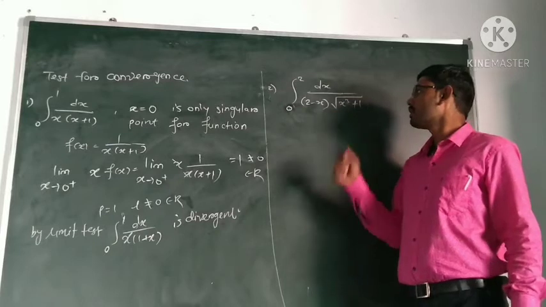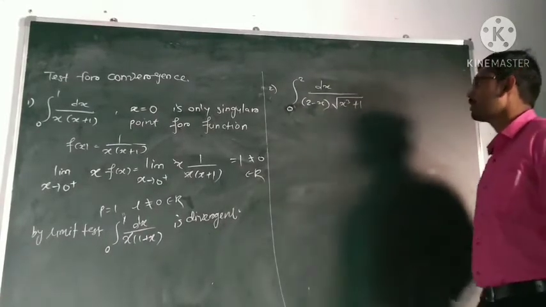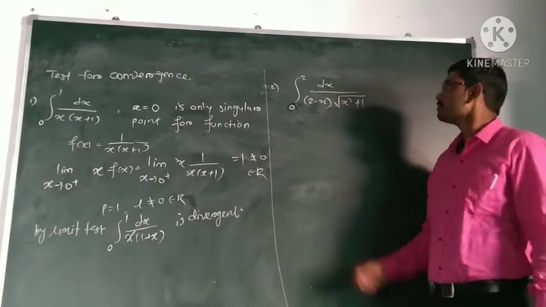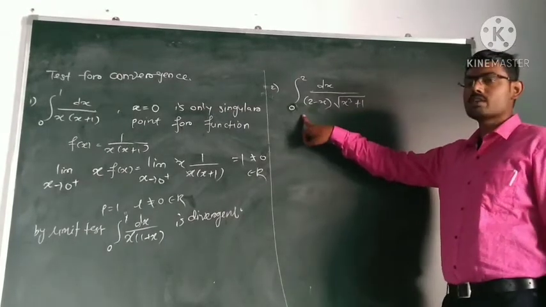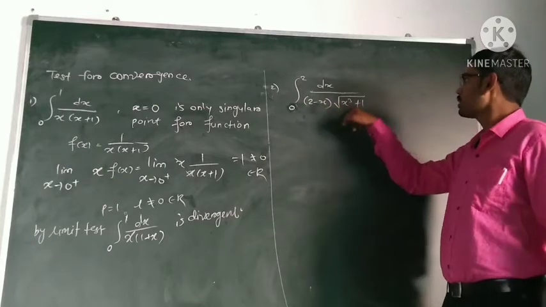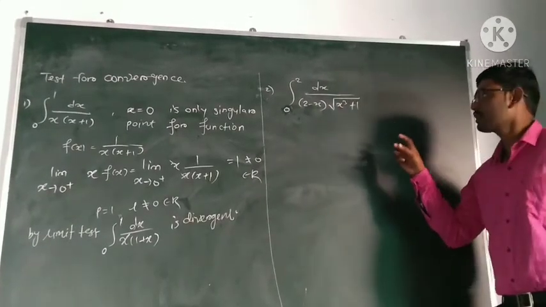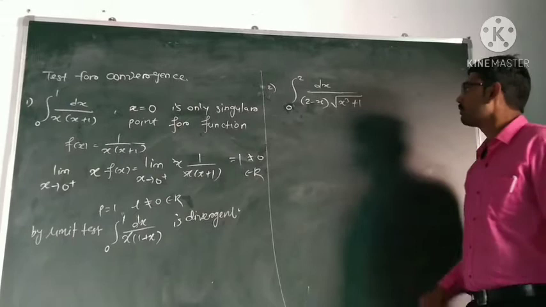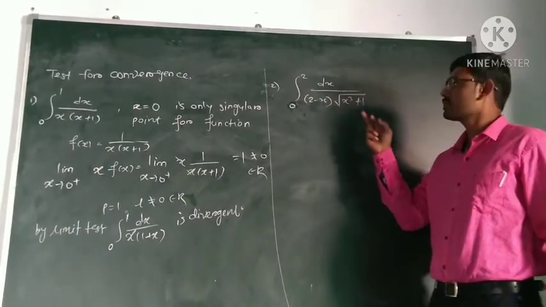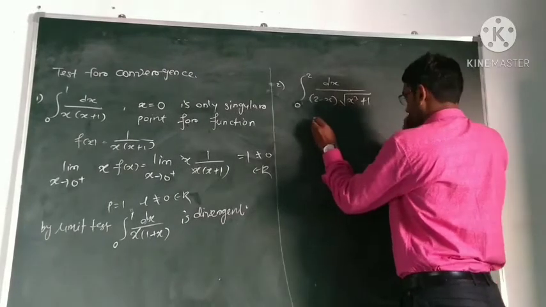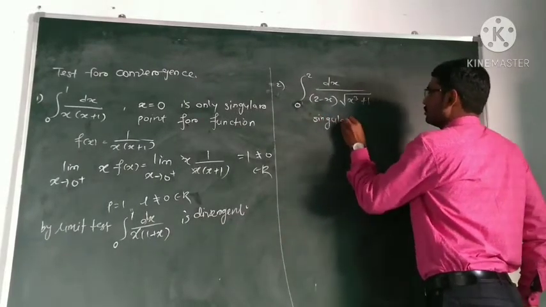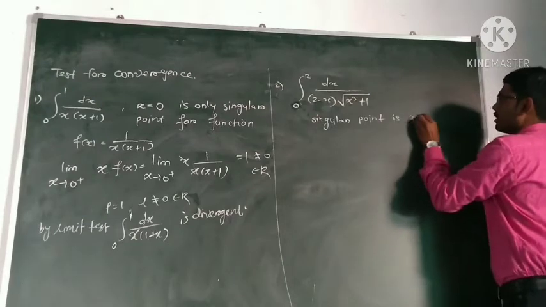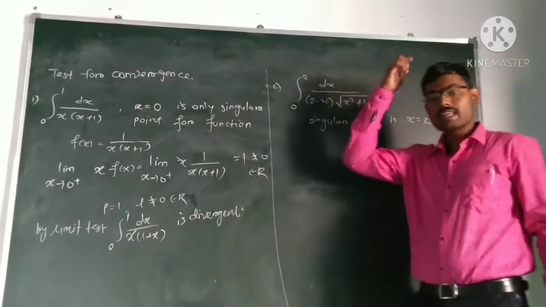Now the second integral, dx upon 2 minus x into x cube plus 1. Here x is equal to 0 is not a singular point, because if we put x is equal to 0, 2 minus 0 is 2 and 0 plus 1 is 1, so there is no problem for the function. But if you put x is equal to 2, then 2 minus 2 becomes 0, the denominator becomes 0, so the function becomes unbounded. So the only singular point is x is equal to 2, and 2 is the upper limit, so we have to take the limit as x tends to 2 minus.